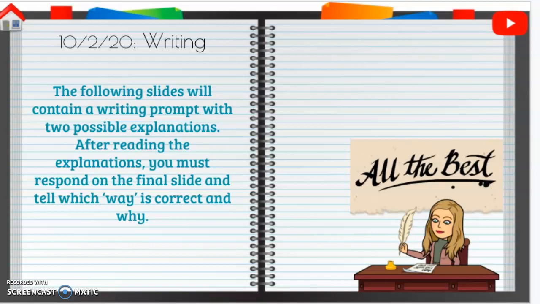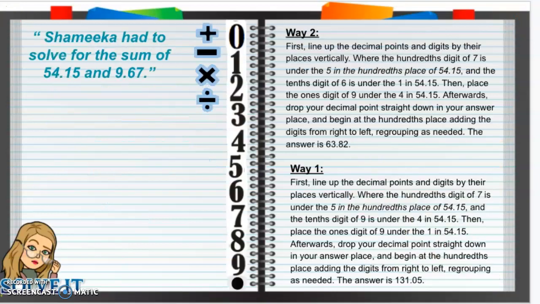October 2nd, 2020, writing. The following slides will contain a writing prompt with two possible explanations. After reading the explanations, you must respond on the final slide and tell which way is correct and why. So our prompt here is on the left, right up here. Shamika had to solve for the sum of 54 and 1500ths and 9 and 6700ths.